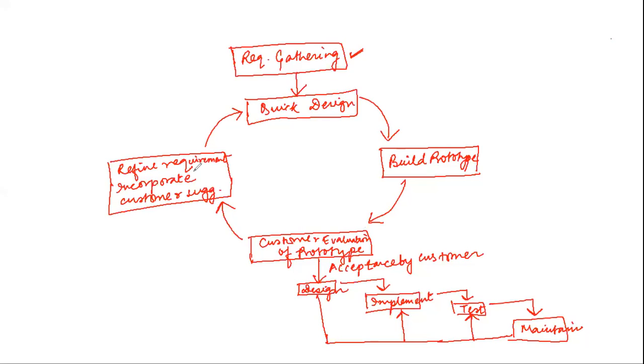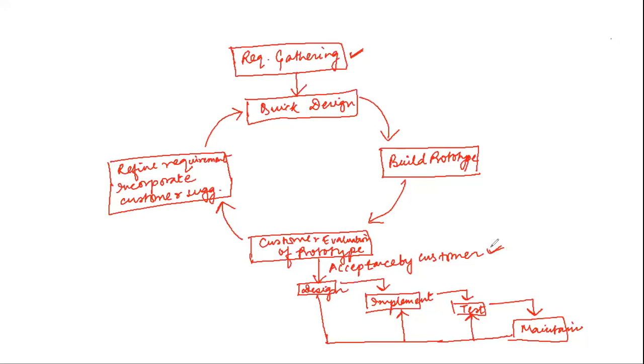Then again we will refine the requirements, and incorporate the customer suggestions, whatever they are demanding. Then again I will work on the design of the prototype, and improvise my prototype. This cycle will go on until the customer accepts that yes, this is the prototype that I want. You go ahead, I am satisfied with your prototype of my software. Now you make the actual software.